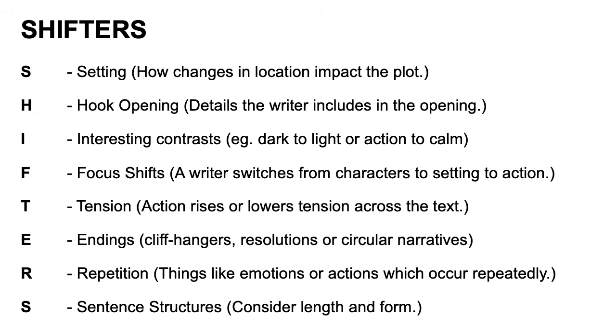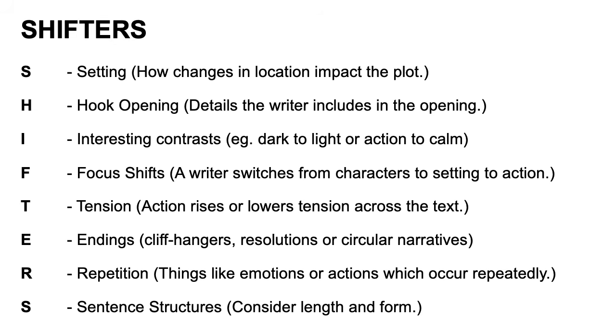I for interesting contrasts which occur across the text, e.g. dark to light or action to calm. F for focus shifts, where a writer switches from characters to setting to action or zooms in or out on specific details. T for tension, how action rises or lowers tension across the text. E for endings. These could be cliffhangers, resolutions, or circular narratives, returning to ideas which were established at the beginning.